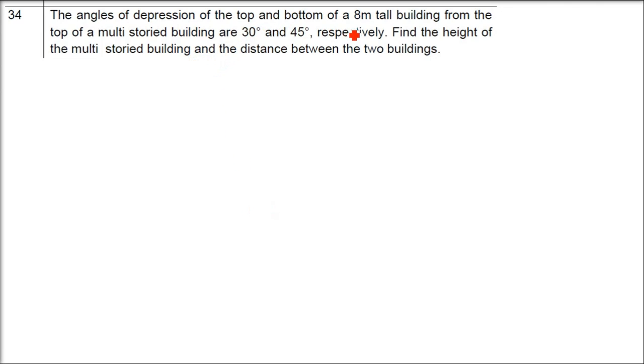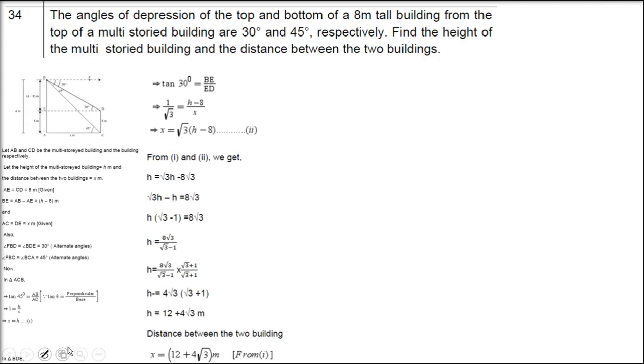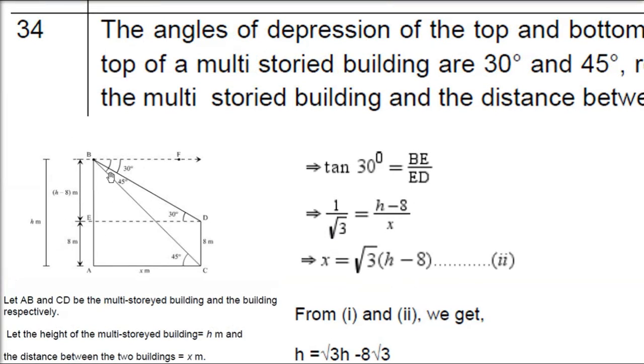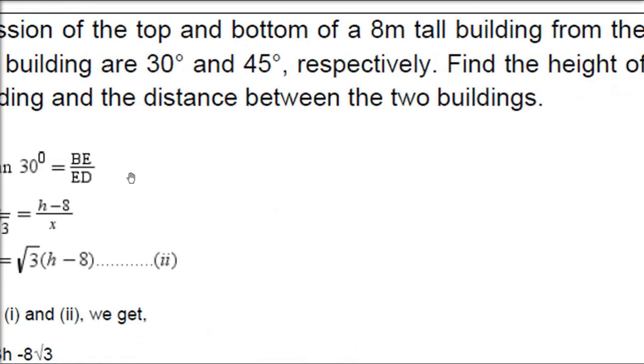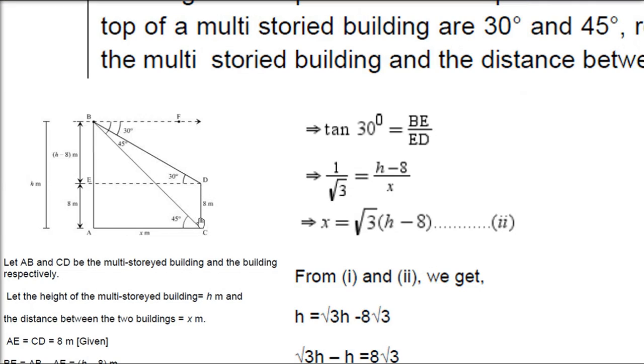The angles of depression of top and bottom of an 8-meter tall building from the top of a multi-storied building are 30 and 45 degrees, respectively. Find the height of the multi-storied building and the distance between the two buildings. So here is the scenario. Let me explain the scenario first. This is the multi-storied building. And here we have an 8-meter tall building. Now if you see from here, the depression is 30 degrees and 45 degrees. The upper one will always be the smaller angle and the lower one will always be bigger. So you have 30 degrees and 45 degrees.